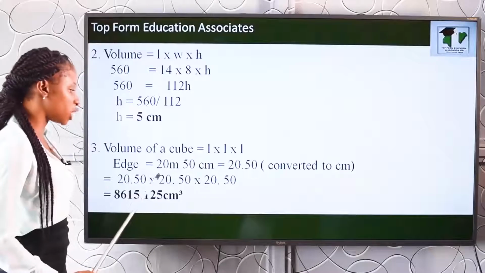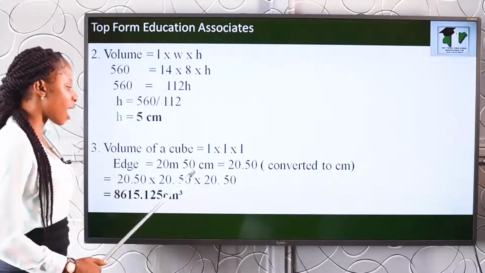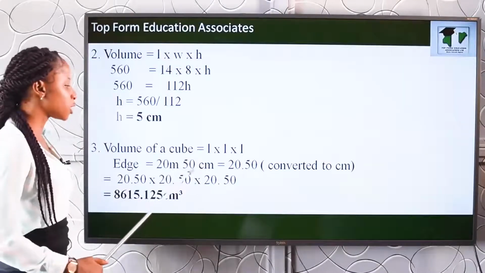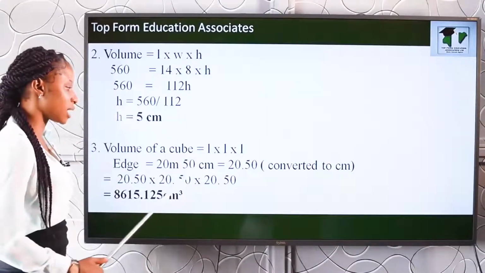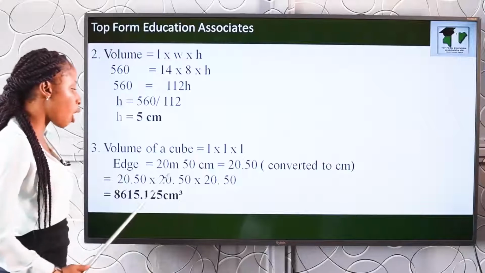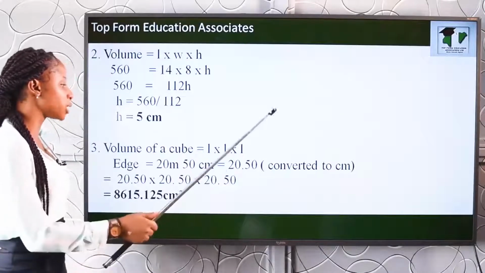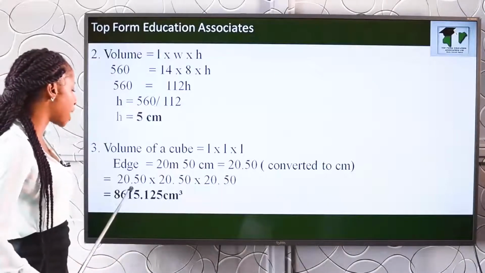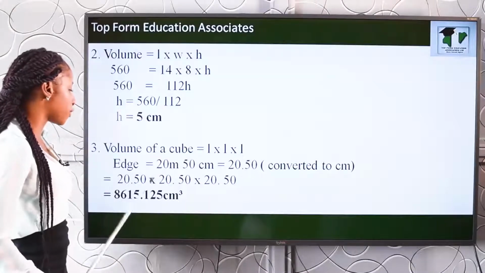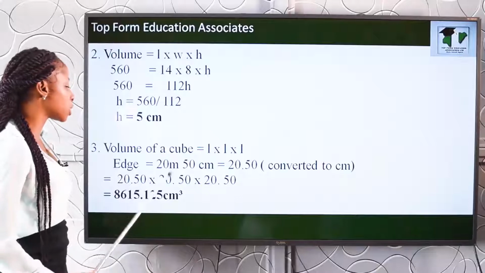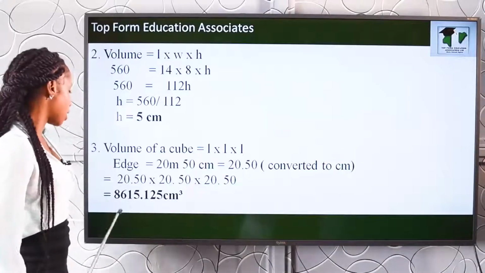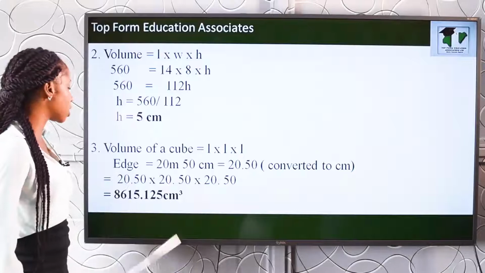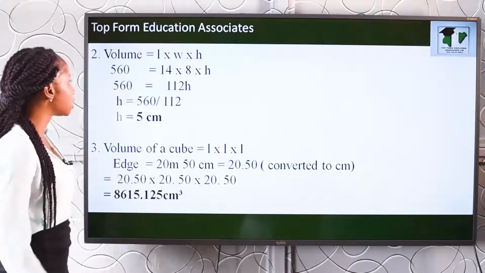Now, the edge given is 20 meters, 50 centimeters. Now, this is wrong. We have to have our value in the same units. So the first thing to do here is to convert this to centimeters. We're going to make all of them of equal units. So in doing that, we have it as 20.50 centimeters. Now we just multiply everything together: 20.50 raised to the power of 3, or 20.50 times 20.50 times 20.50. And our answer is 8,615.125 centimeter cube. So that is the volume of the given cube with this dimension.